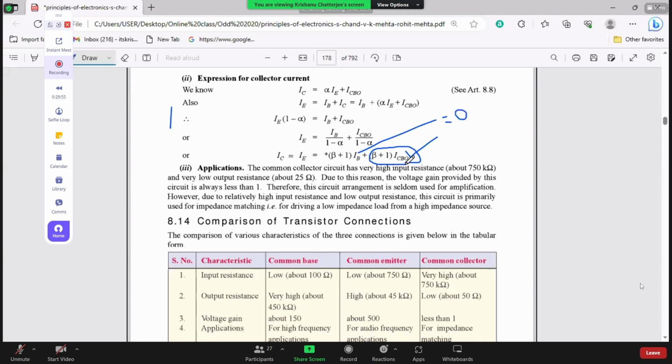So the collector current which is flowing through the collector emitter junction when the base is open is only this much.